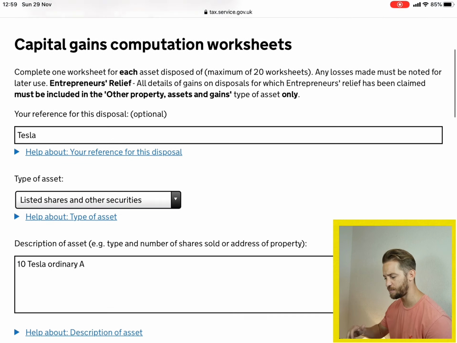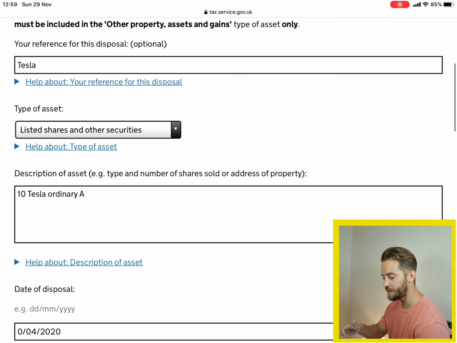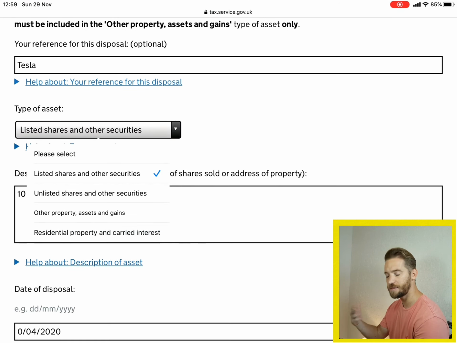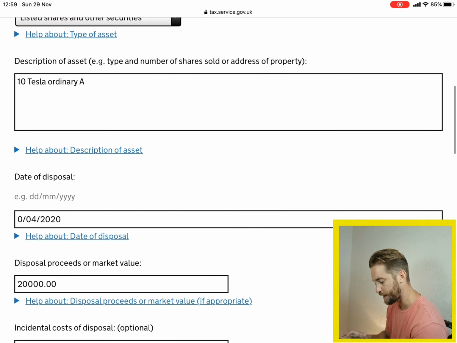I've just filled this out as a bit of an example. So the reference, I've put Tesla. The type of asset are listed shares. They're listed on the New York Stock Exchange in this case. And then a bit of a description. So 10 Tesla shares, however many you've sold, the name of the company, the type of shares if you can. I'm not sure if that's correct for Tesla, but you would know from your trading account.